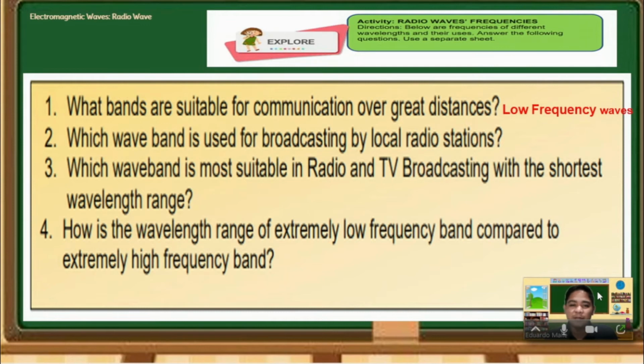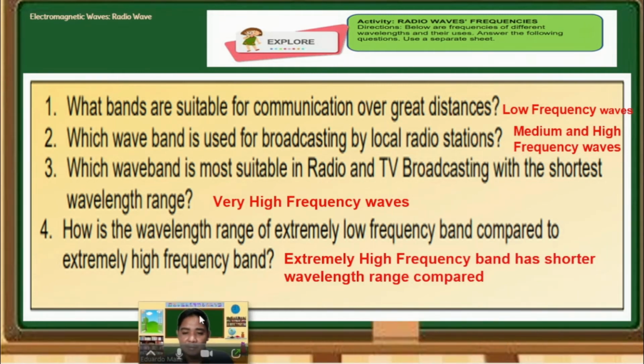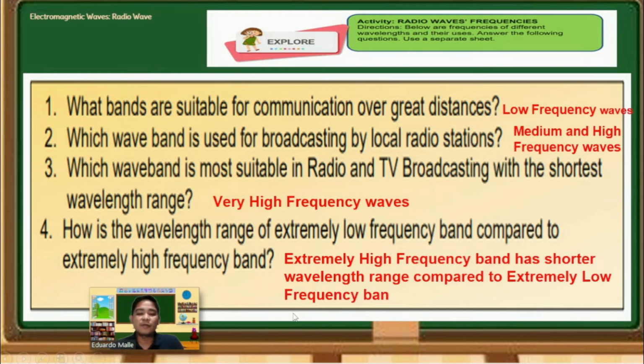Okay, the answer is low frequency waves. Number 2. Which wave band is used for broadcasting by local radio stations? Okay, medium and high frequency waves. Number 3. Which wave band is most suitable in radio and TV broadcasting with the shortest wavelength range? Okay, the very high frequency waves. Okay, number 4. How is the wavelength range of extremely low frequency band compared to extremely high frequency band? Okay, the extremely high frequency band has shorter wavelength compared to extremely low frequency band.